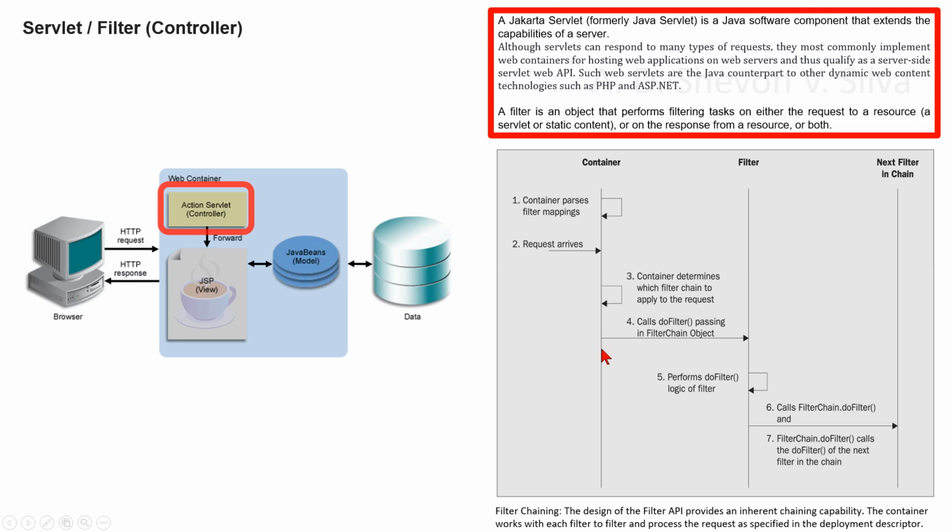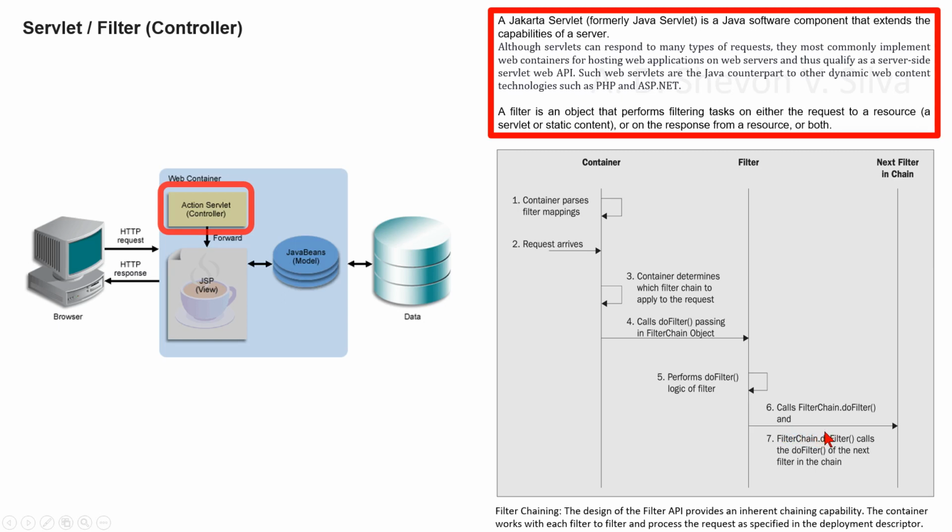4. The container invokes the doFilter method of the first filter of the chain, passing the request and response and holding the filter chain object reference. The container loads the filter chain information into the filter chain object that is passed in. 5. The filter performs its doFilter logic. 6. The filter completes its filter logic and calls the doFilter method in the filter chain object reference, passing it the request and response.